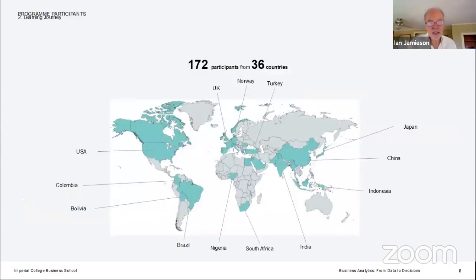Right, let's have a look at all the countries that people come from here. USA, of course, Colombia, Bolivia. I should say actually UK, of course. I'm actually in the United States at the moment. Bolivia, Brazil, Nigeria, South Africa, India, Indonesia, China. I saw someone from Switzerland, but I don't see it represented there. So I know there's someone from Switzerland. I think we marked it on the map. Japan, China, Indonesia. So we're spread out all over the world. Truly international. 172 participants from 36 countries.